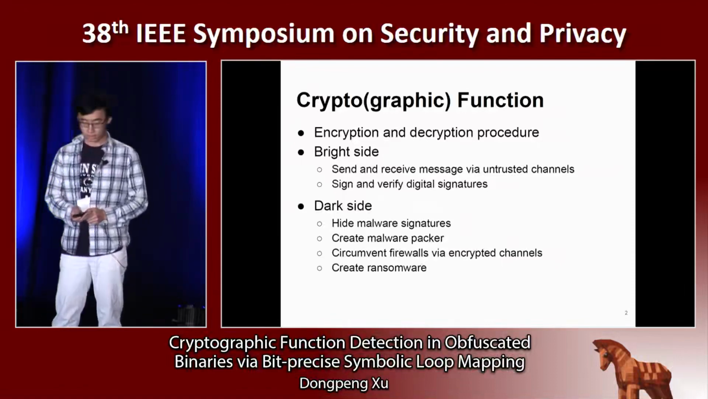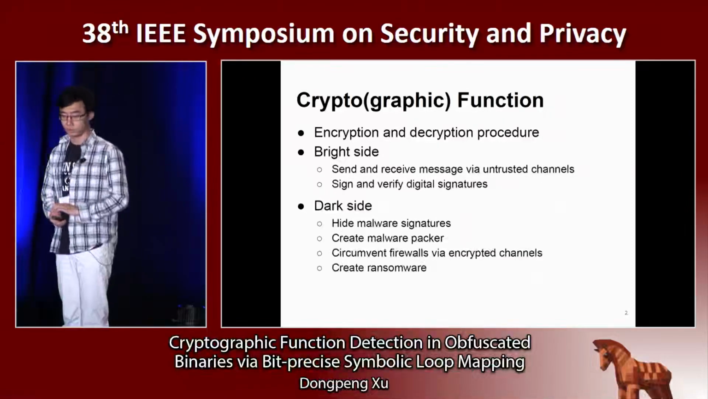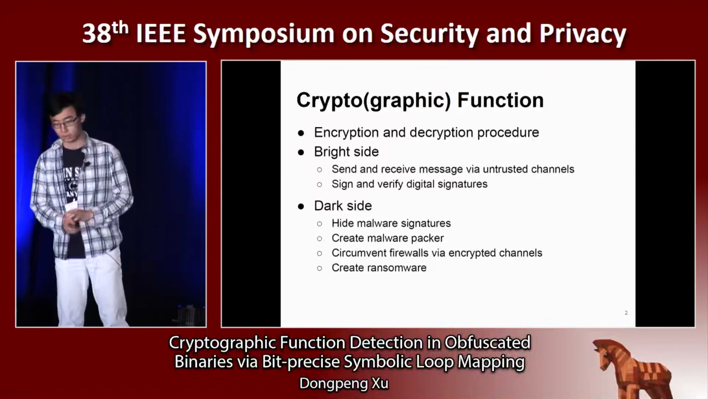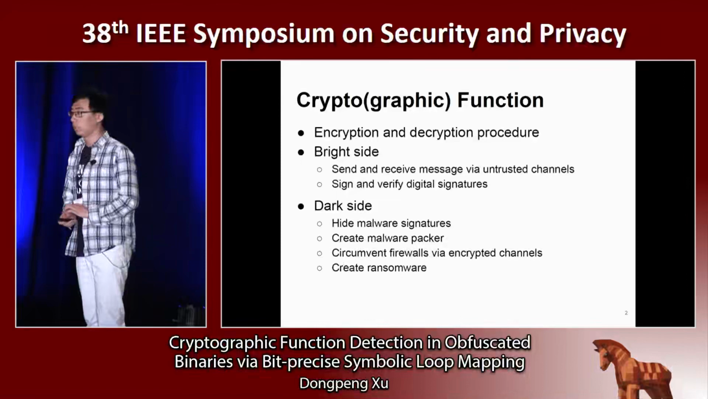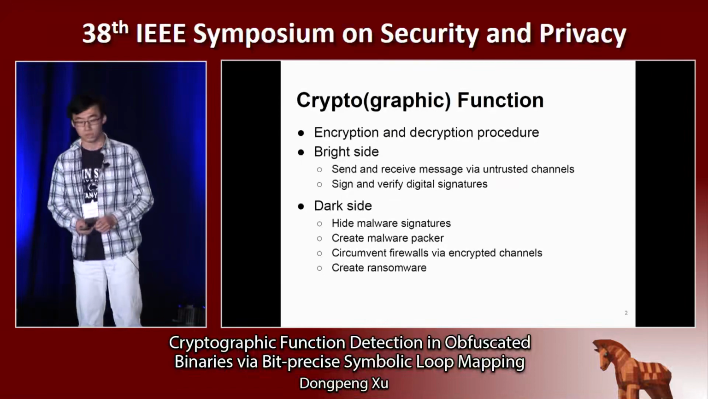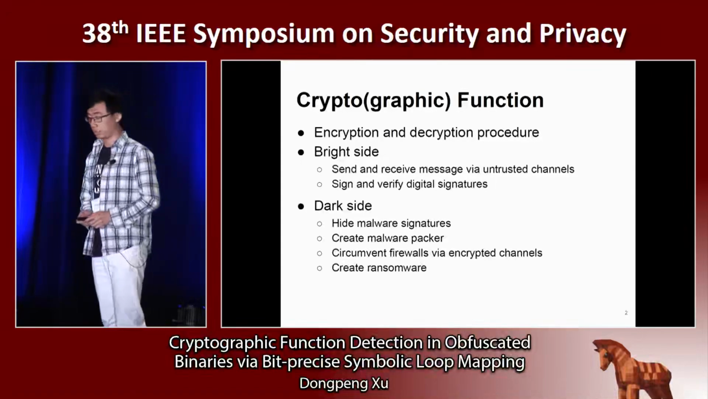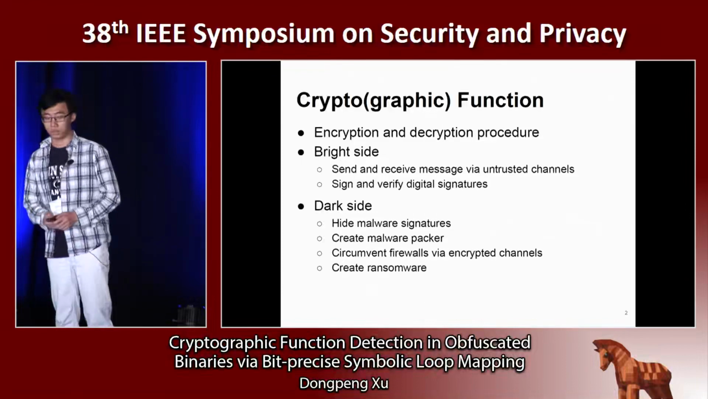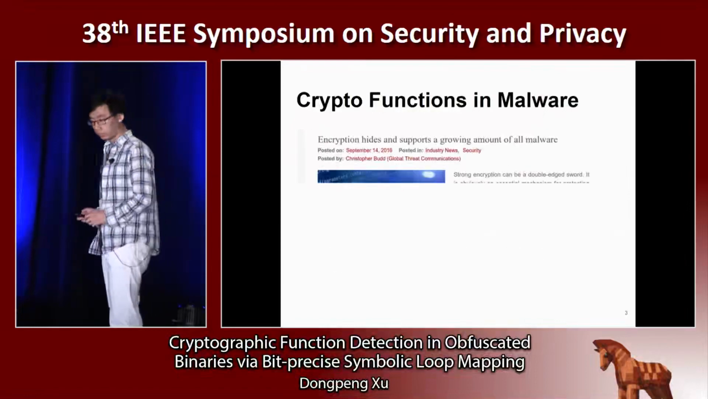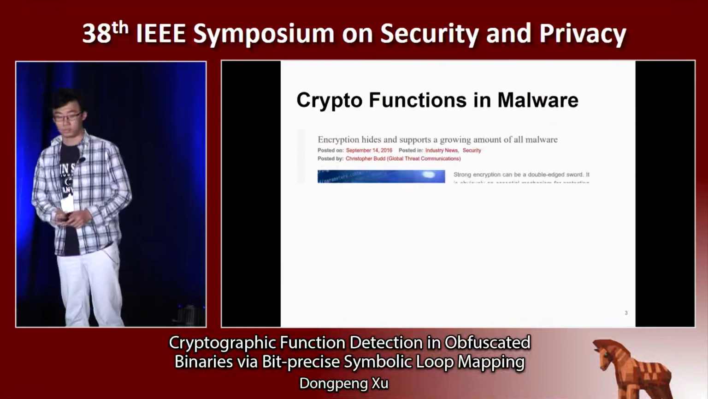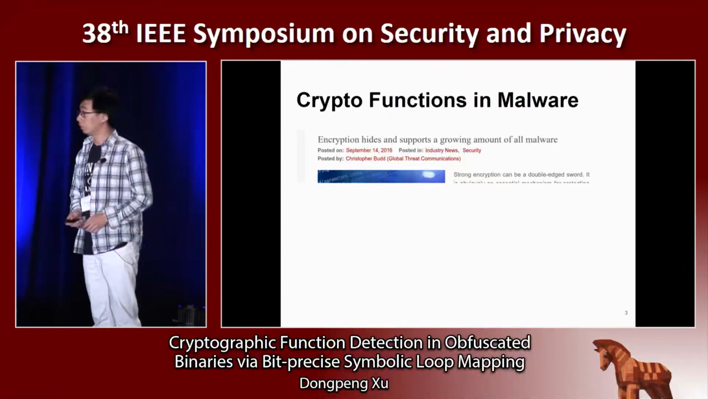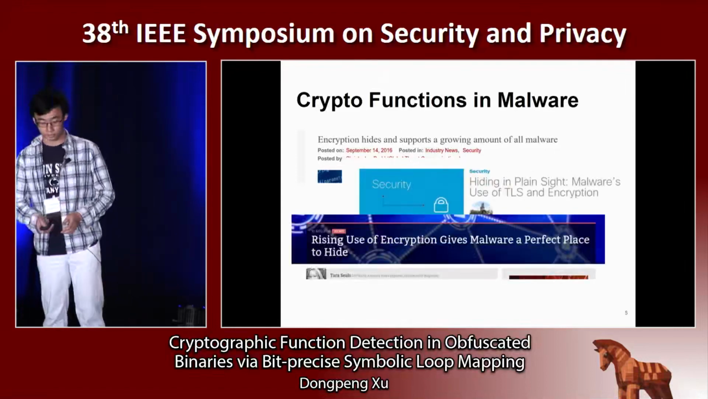On the other hand, on the dark side, malware authors can use crypto functions to hide malware signatures, to create malware packers, and to work around firewalls via encrypted channels invented by the malware developers. And lastly, crypto functions can also be used by malware developers to create ransomware. If you search online for crypto functions in malware, there is lots of news reminding people that this is a more and more important problem nowadays.